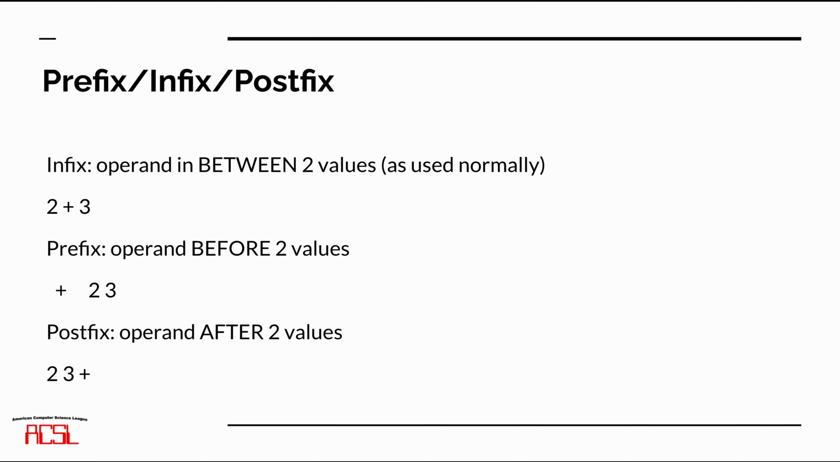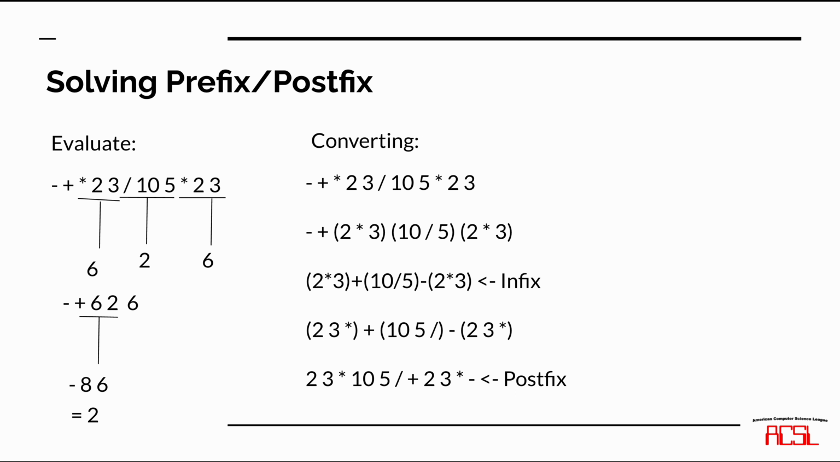Prefix does it a little differently, where the operator comes before the 2 values it's being performed upon. In this case, the plus sign would go before 2 and 3, which would translate to 2 plus 3 in infix. And postfix is where the operator goes after the 2 values. So it would be 2, 3, and then the operator, plus. It's a little unintuitive sometimes, but it is very simple to get the hang of once you get comfortable with seeing these and performing some problems with these.